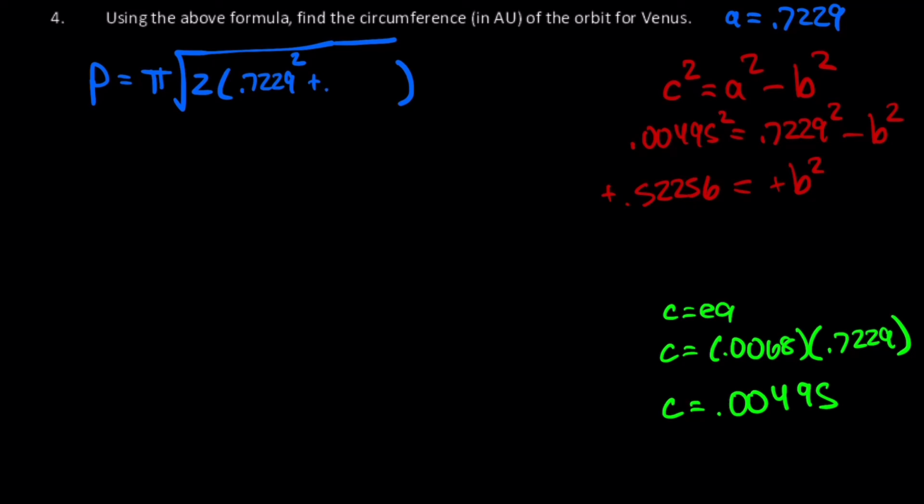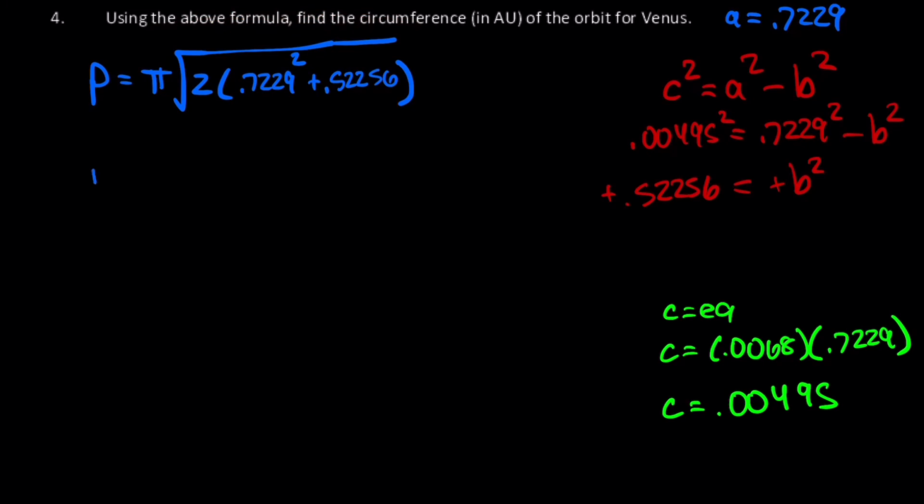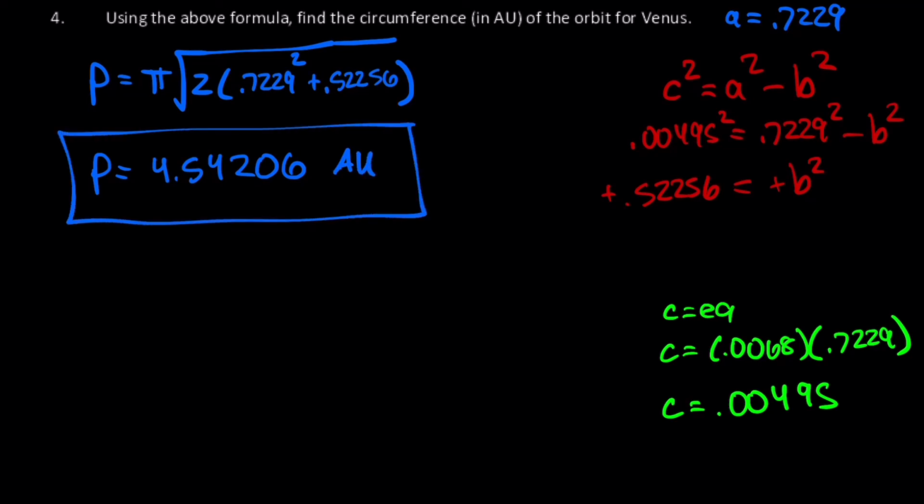0.52256. And then we just need to throw all of this into the calculator in one shot so we avoid rounding errors. And I did that, and I got 4.54206. And again, you want to go out several places because remember, this is an astronomical unit. And we're going to need this result on the last problem. Okay, so there is the approximate circumference of Venus's orbit.